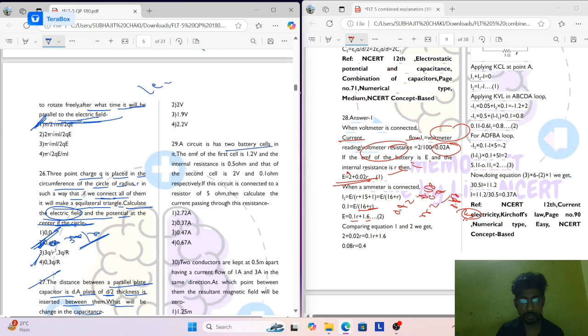A circuit has two battery cells. The EMF of the first cell is 1.2 volt and that of the second cell is 2 volt, with small internal resistances respectively. This circuit is connected to a resistor of 5 ohm. Then calculate the current passing through this resistance.